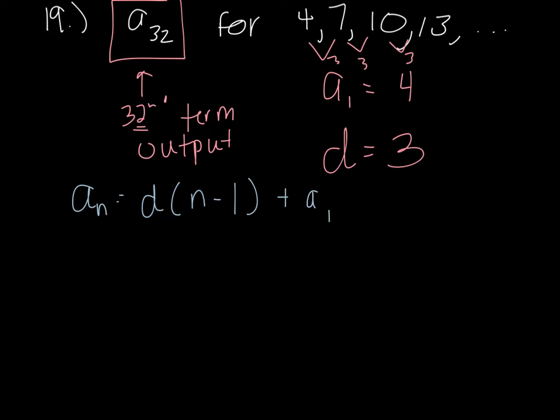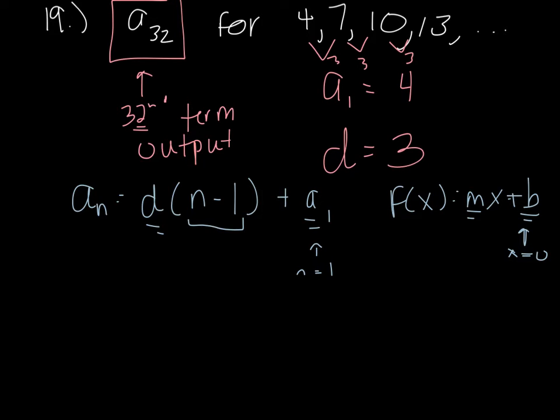Remember, this formula is pretty similar to our function for a linear model, f of x equals mx plus b, with the connection being that m and d are pretty much the same thing, and a sub 1 and b are basically the same thing. B is the initial value, which always happens where x equals 0. A sub 1 happens when n is 1. And so to compensate for that, we take 1 away from our n value.